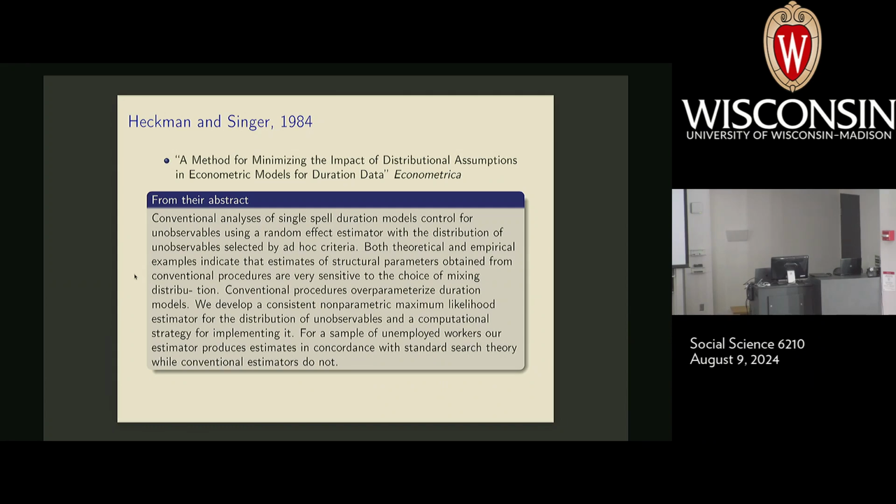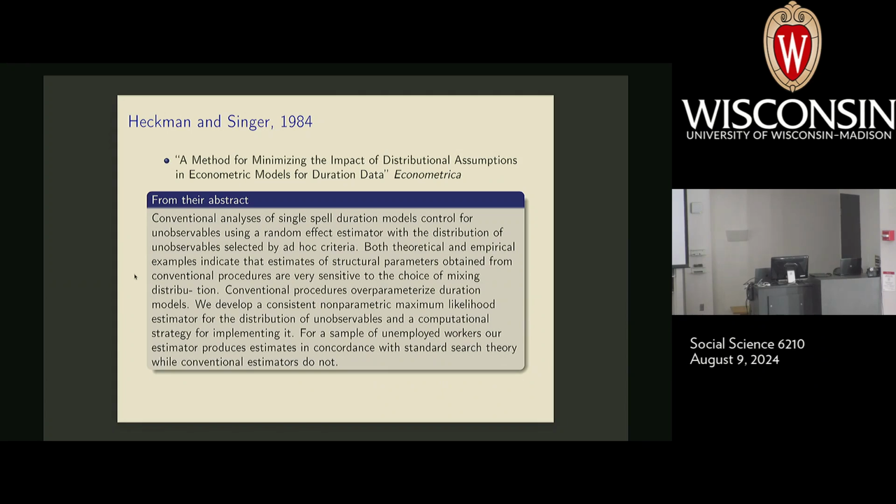An example would be you're on unemployment, and the longer you are on unemployment, the hazard of getting out of unemployment goes down. And people say, well, that's got to be due to decay of human capital.